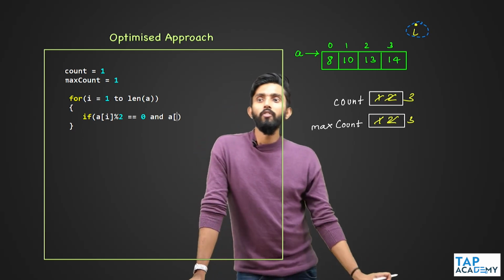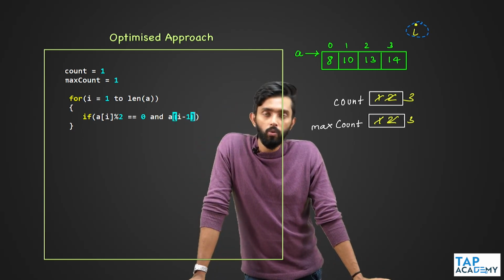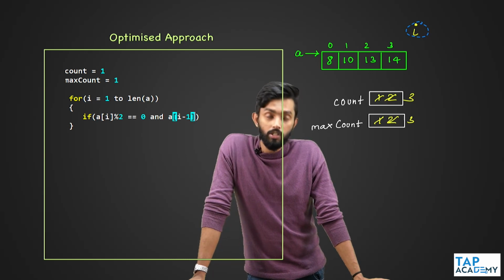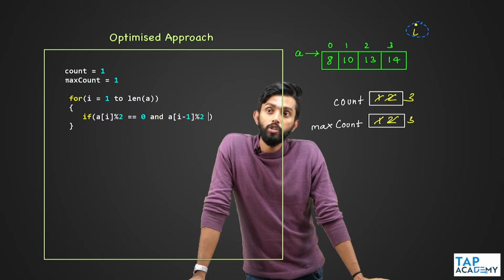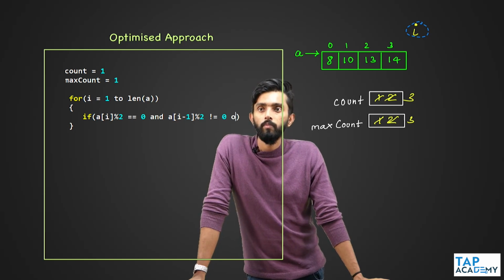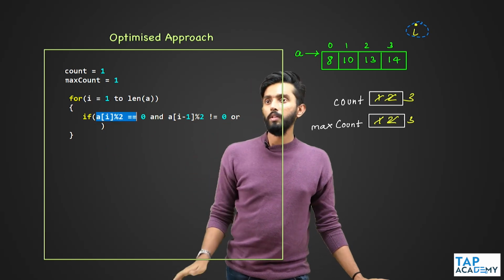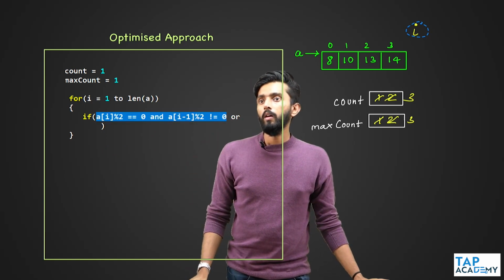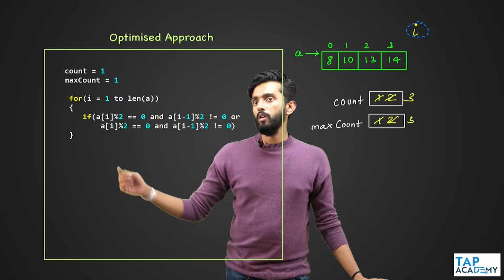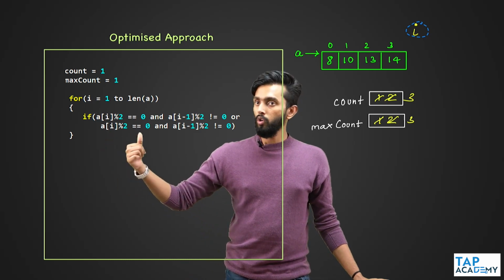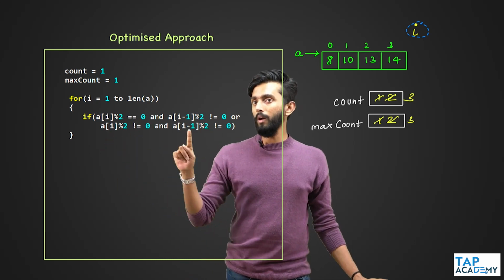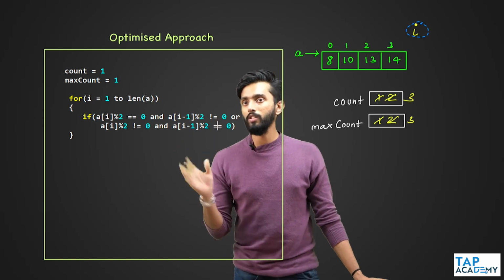And a of I minus 1 mod 2 is not equal to 0, which means it is odd. Or, in the next line, I will just copy this complete thing and paste it again. Now I may be odd, so not equal to 0, but I minus 1 should be even, so equal to 0. That's it. Same as last time.